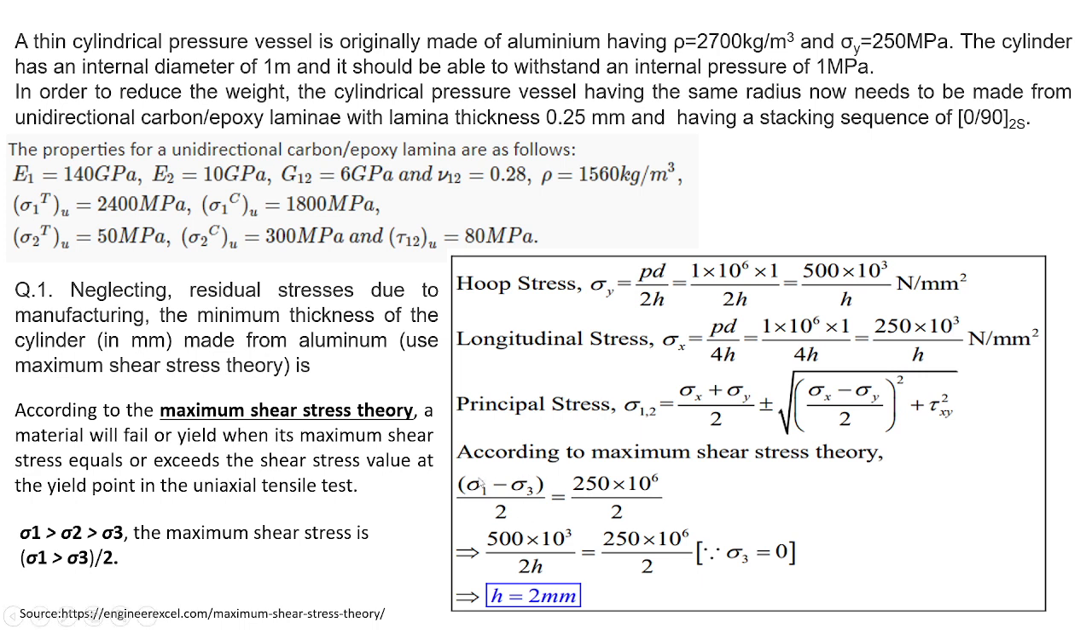We get this formula from the maximum shear stress theory: sigma 1 minus sigma 3 divided by 2 has to be equal to the yield stress divided by 2. From this equation we can get the minimum thickness required to construct the cylinder so that it can withstand the pressure. So we will get the value as 2 mm here.